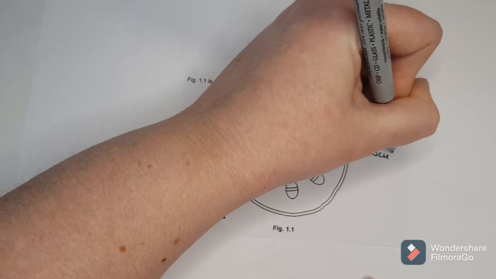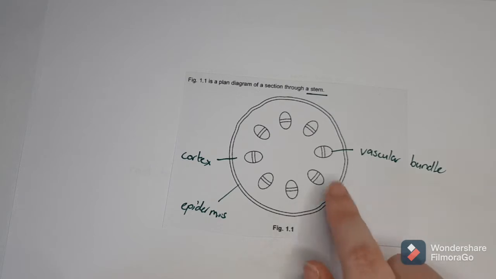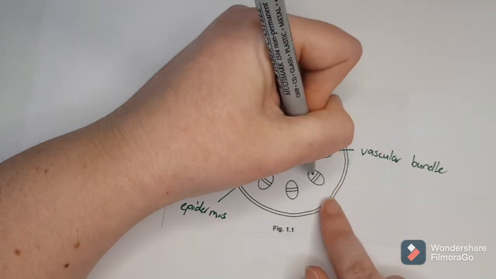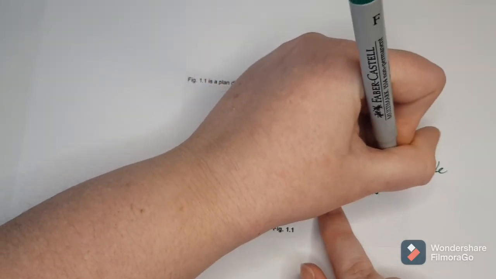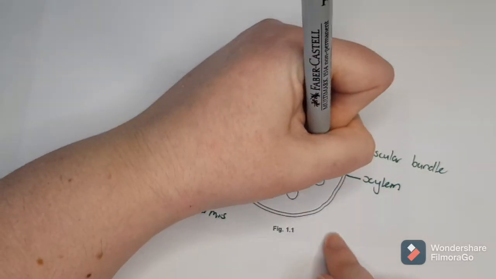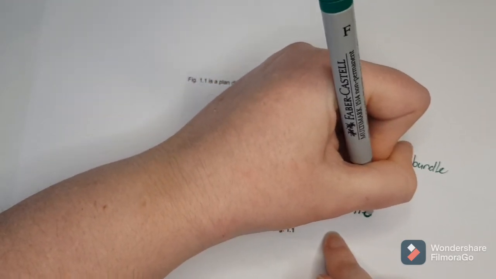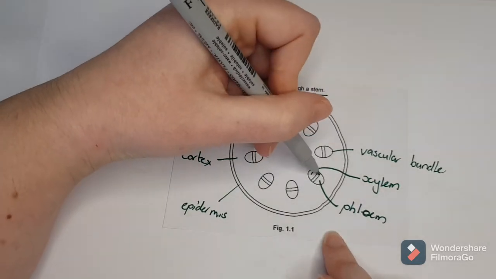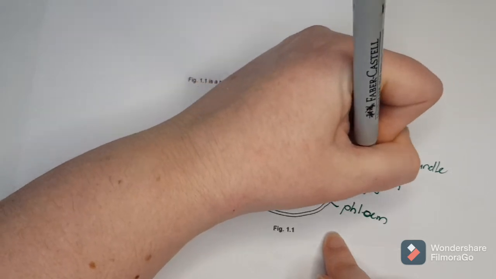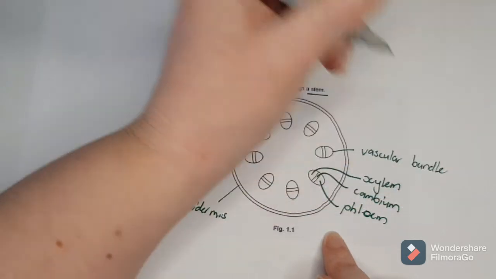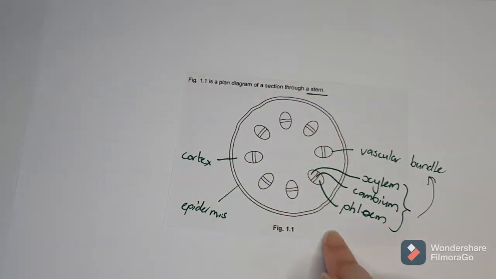But then you have these structures like this going all the way around, and those would be our vascular bundles. And in the vascular bundle, you are going to have tissue on the inside, which is going to be the xylem. Then the tissue on the outside is going to be the phloem. And it's going to be separated in the middle by a different kind of tissue that we call cambium. And all together, they make a vascular bundle.